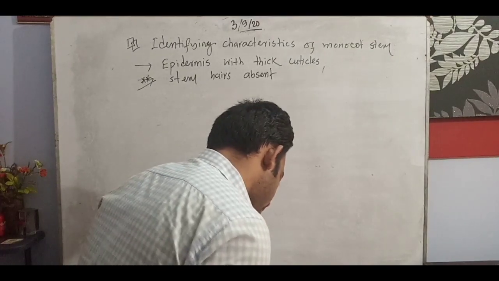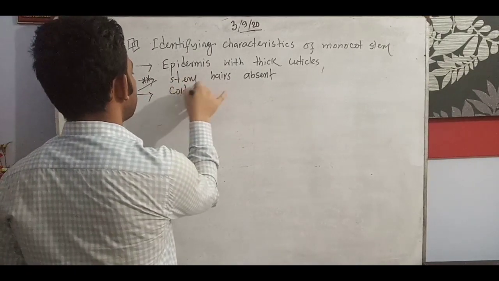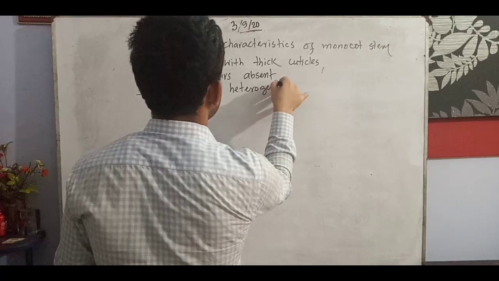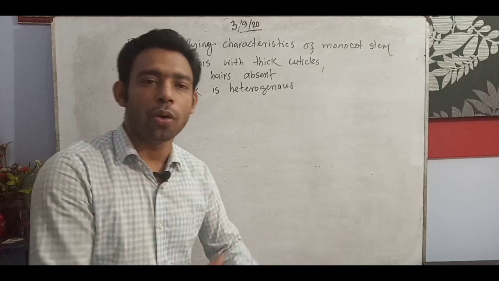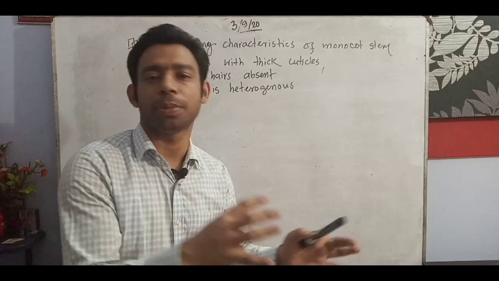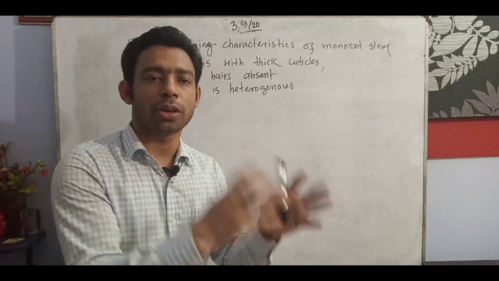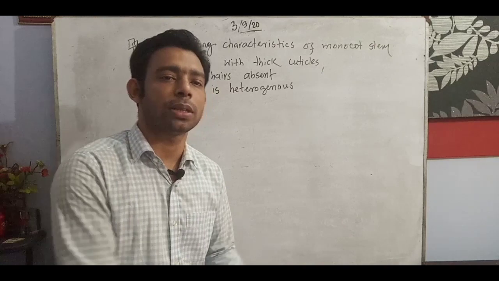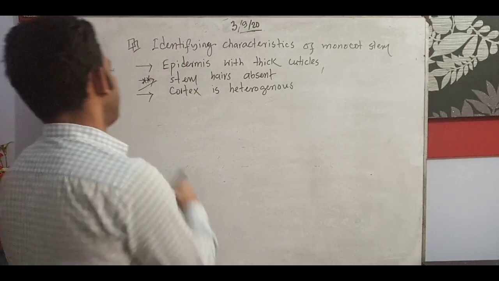Cortex is heterogeneous. Very important. Homogeneous means similar kinds, but heterogeneous means different kinds and sizes in the cortical region. The parts inside the cortical region do not have the same size or do the same activities as in other kinds of stems. So the cortex is heterogeneous, another important feature.